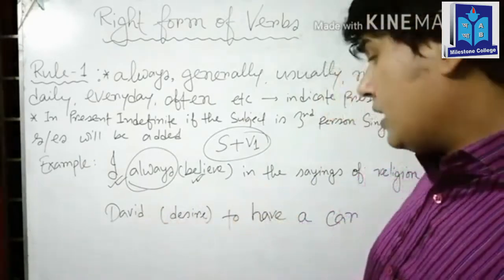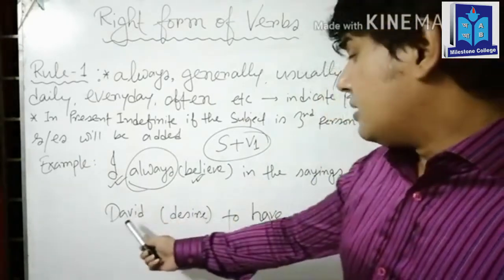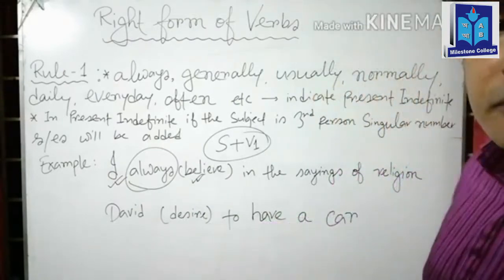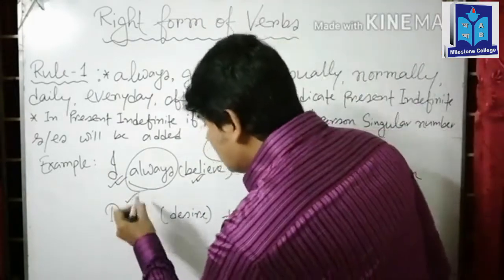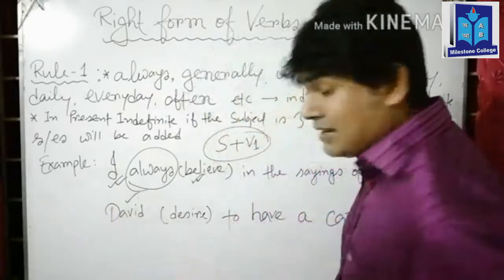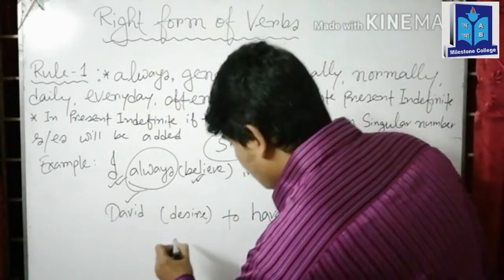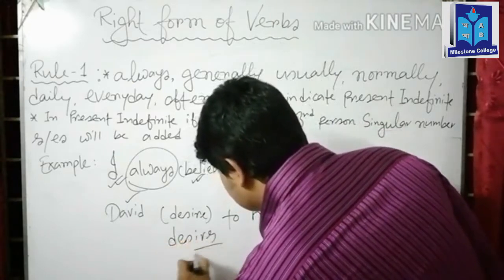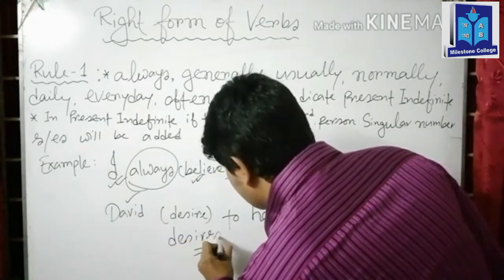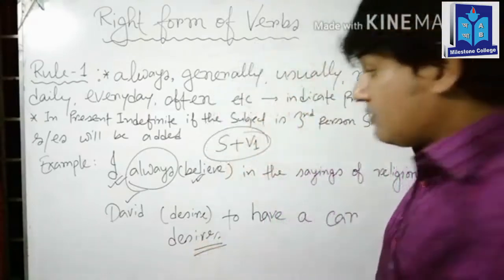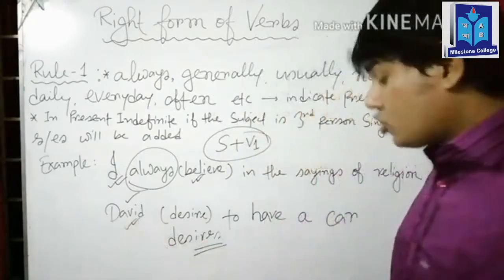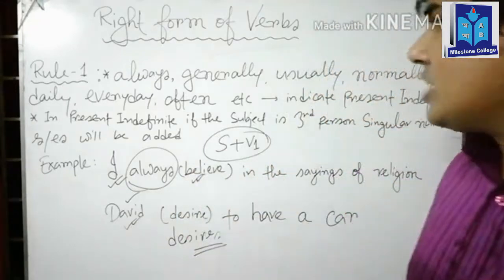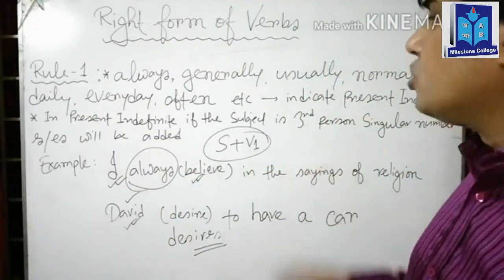But in the next one, let's see the example first. David desire to have a car. Here David is third person singular number. So, since it's the third person singular number, we have to make some changes there. Desire, and we have given an extra s there: desires, since David is third person singular number. So in present simple or present indefinite tense, we have got some rules.